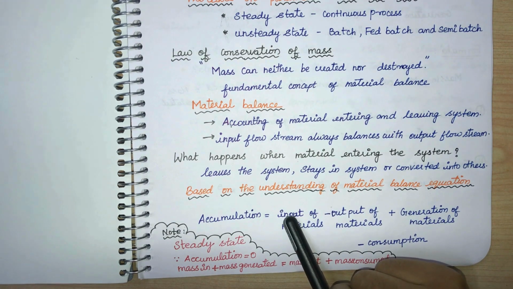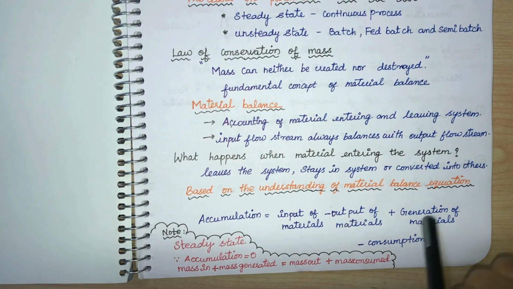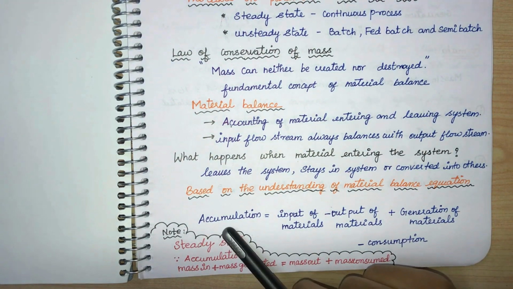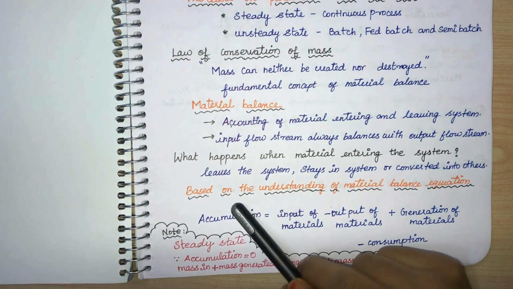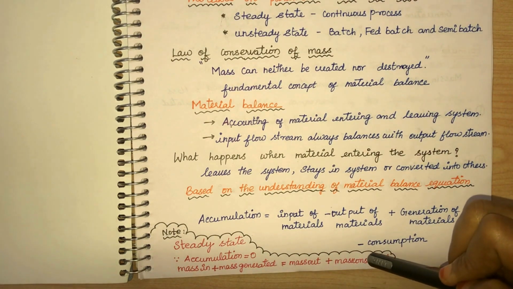Input is the materials entering the system. Output is the materials leaving the system. Generation is the new material formed in the system. Consumption is the materials that are consumed in the system. Accumulation is material staying back in the system. At steady state, accumulation equals 0. The equation is given as: mass in plus mass generated equals mass out plus mass consumed.